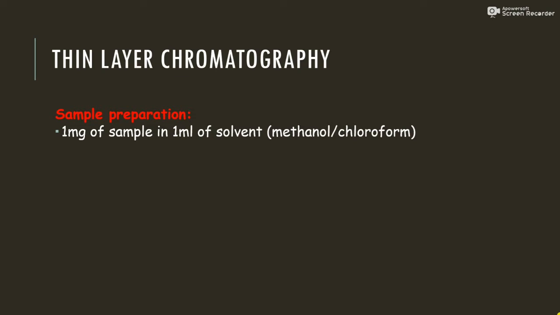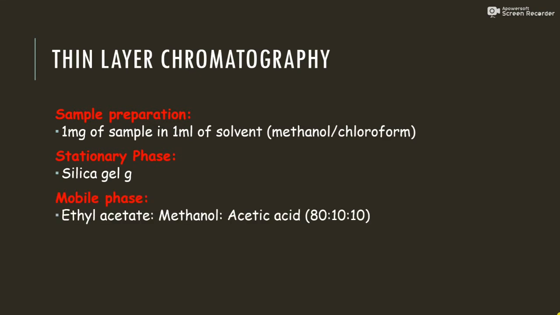For this practical, the sample preparation is done by taking 1 milligram of sample, that is the extracted caffeine, in 1 ml of solvent, that is methanol or chloroform. Mainly methanol is used. Then the stationary phase, silica gel G, is used. The mobile phase used is ethyl acetate, methanol and acetic acid in the ratio 80, 10 and 10. And the chamber saturation is for 15 minutes.